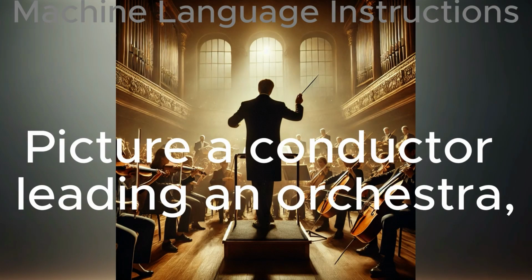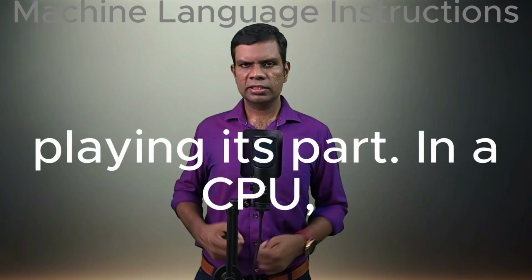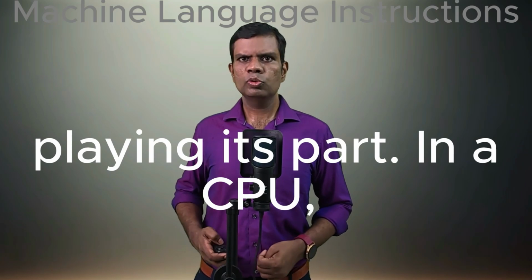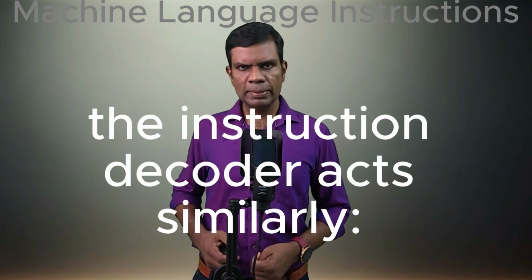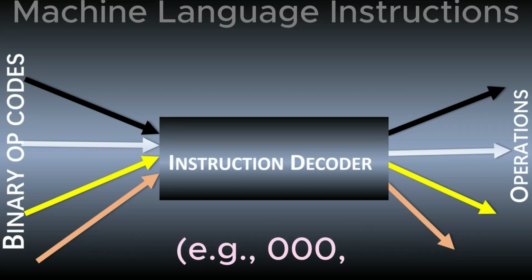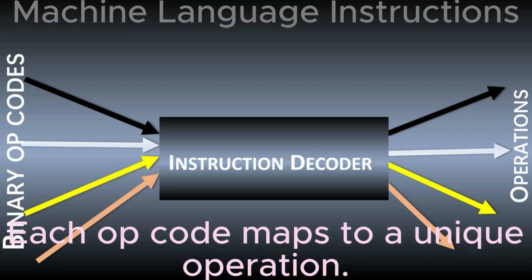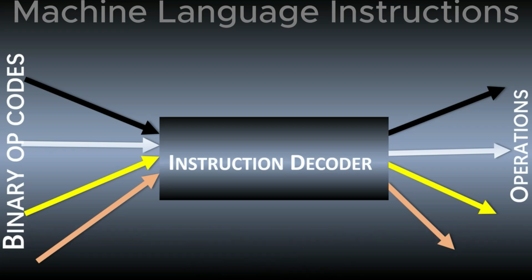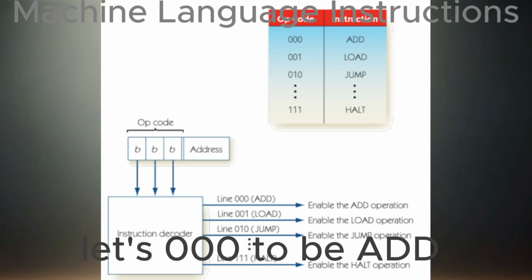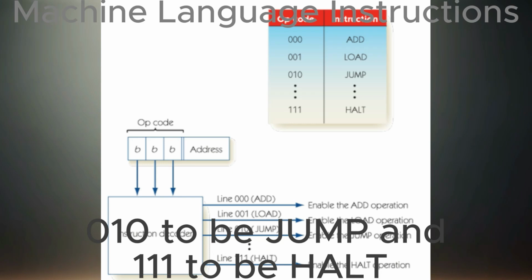Picture a conductor leading an orchestra, where each gesture corresponds to a specific section playing its part. In a CPU, the instruction decoder acts similarly. It takes binary opcodes, for example 000 or 001, as input. Each opcode maps to a unique operation. For instance, let 000 be add, 001 be load, 010 be jump, and 111 be halt.